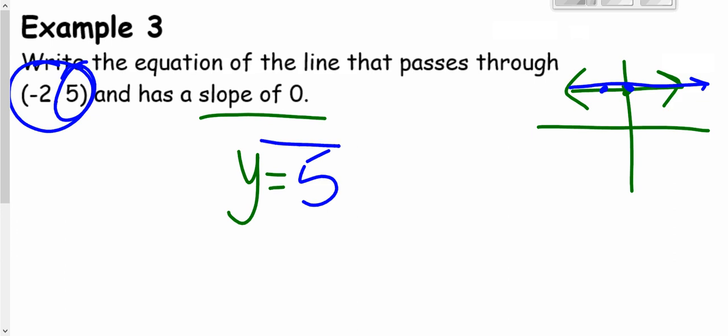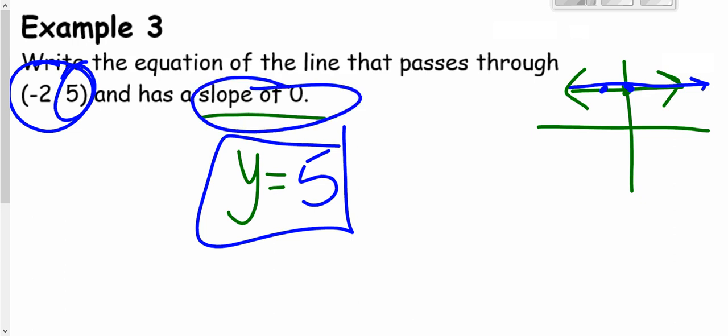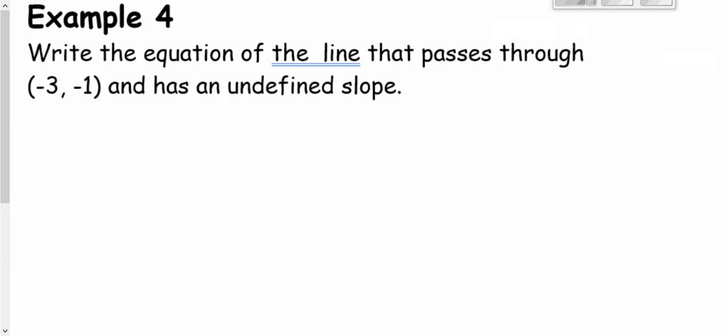So you just take your y-coordinate out of your point, and that's your equation. It's a real simple equation. Y equals a number. Okay, again, because our slope was 0. So if you look at example 4, it says write the equation of the line that passes through the point and has an undefined slope.